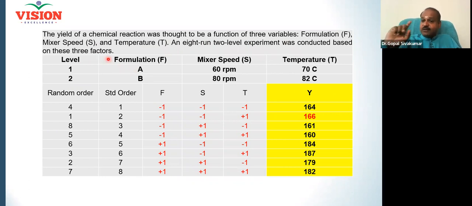Because 3 factors, 2 levels, the total number of experiments is 2 power 3, which is 8. And these are the 8 experiments.